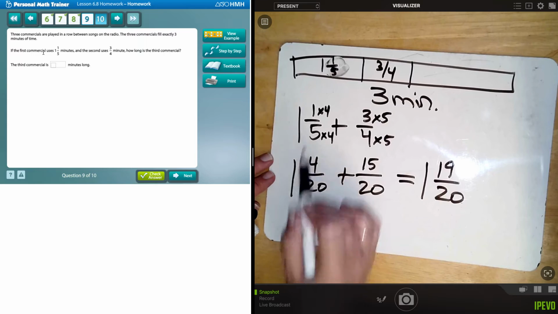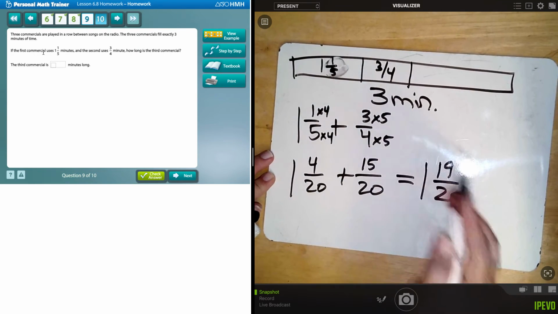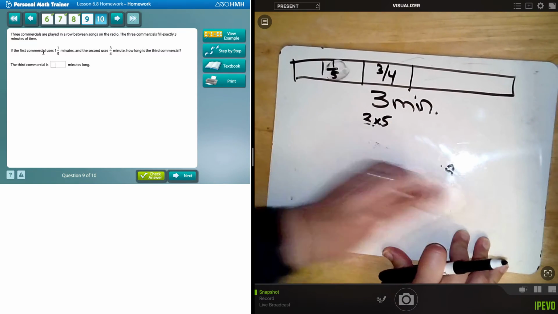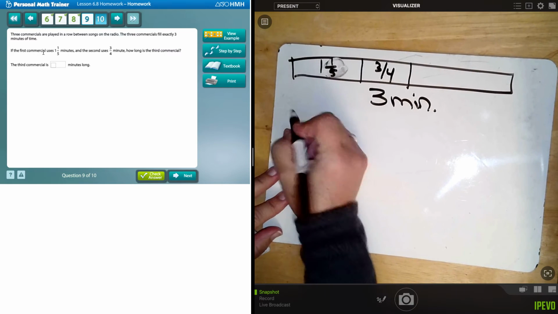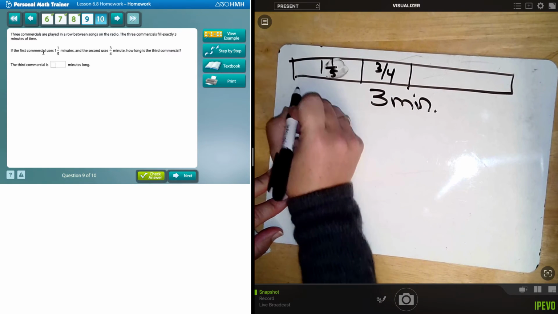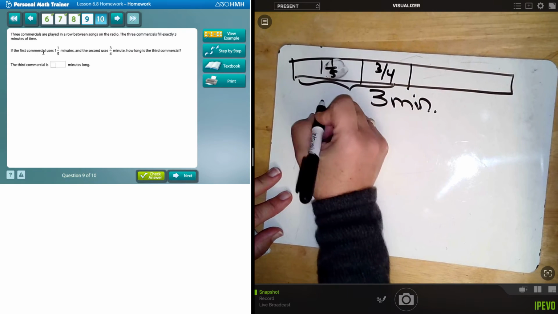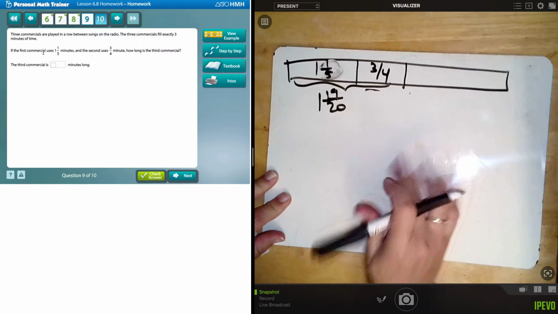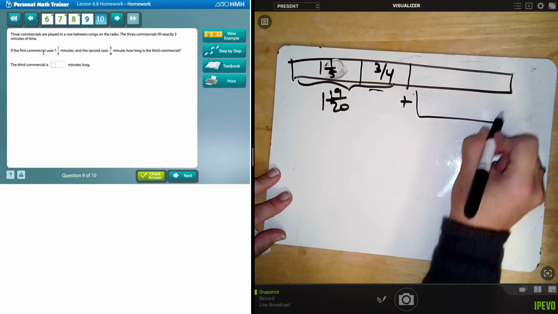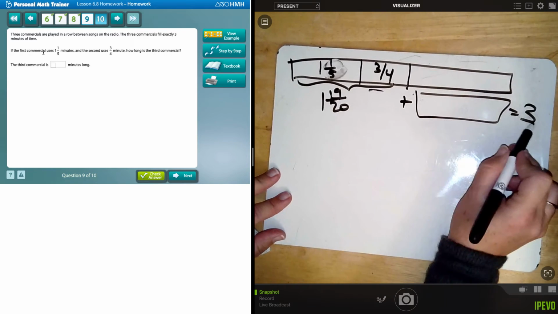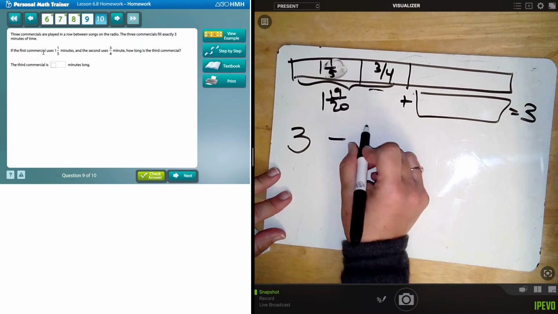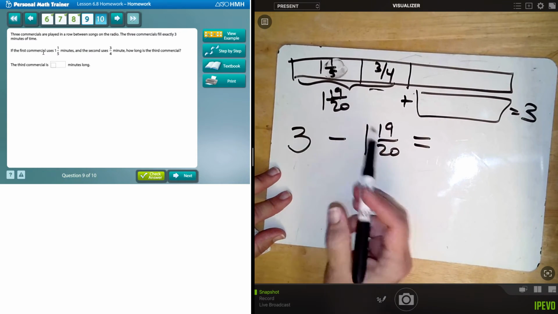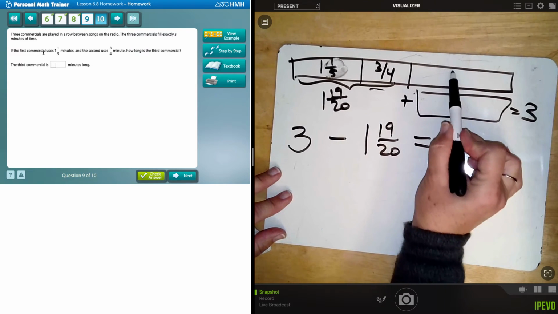So these 2 equal 1 and 19/20. But I need to know what's missing. So if I know 1 and 19/20, then these 2 parts equal 1 and 19/20. Then it's really 1 and 19/20 plus something equals 3. So I'm going to take 3 minus 1 and 19/20. Does that make sense? I've got this unknown here.